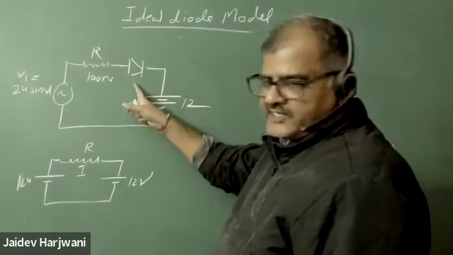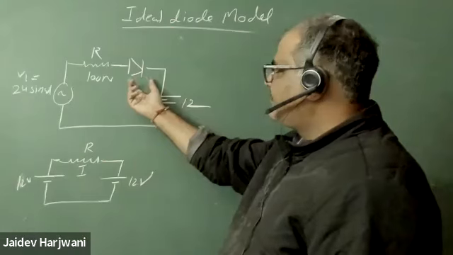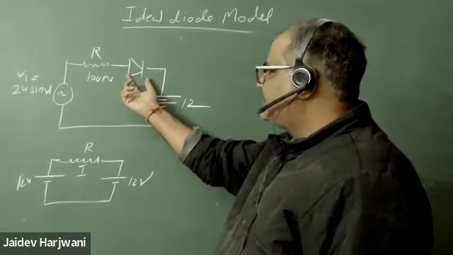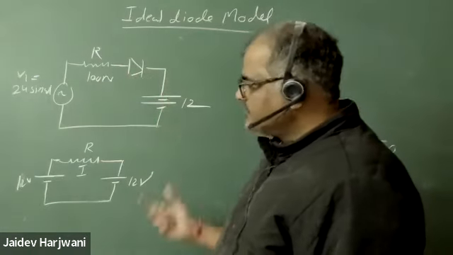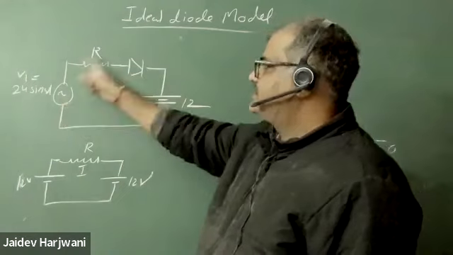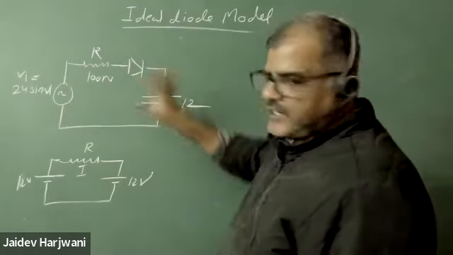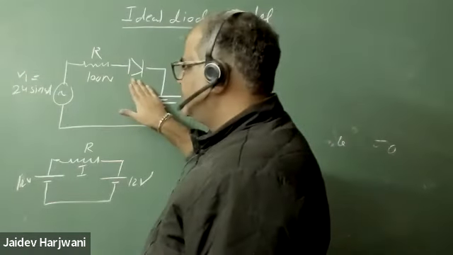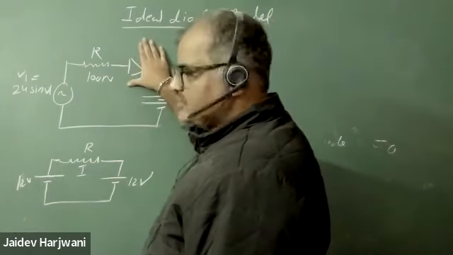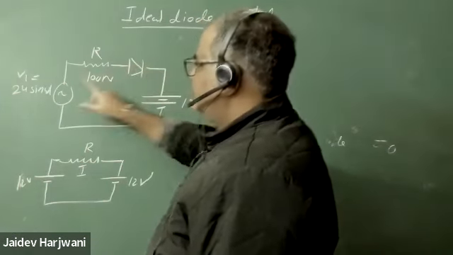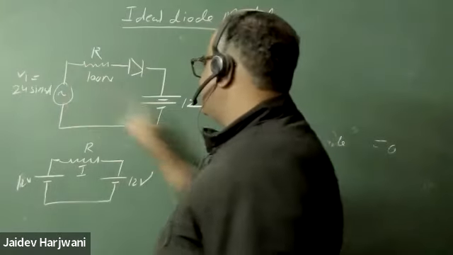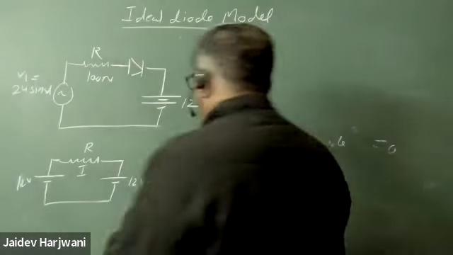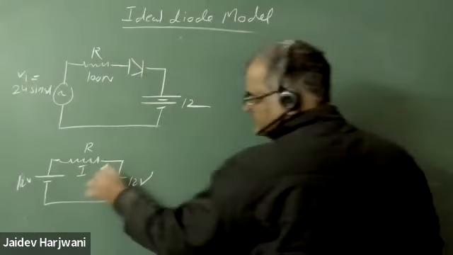Why? Because here there is no drop. If there is some drop, suppose this is 0.7 or 1 volt, then I have to add this 1 volt also here, and get the condition for the diode to conduct. But this is the ideal diode, so whenever it conducts, it will be short circuited. Even then, this voltage has to be greater than this 12 volt, only then will current flow.